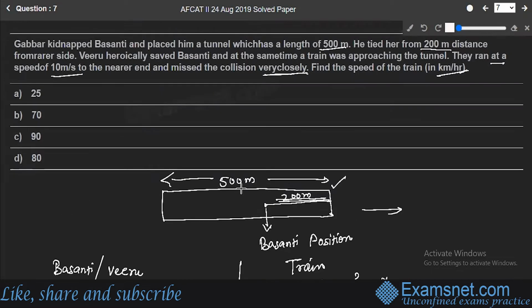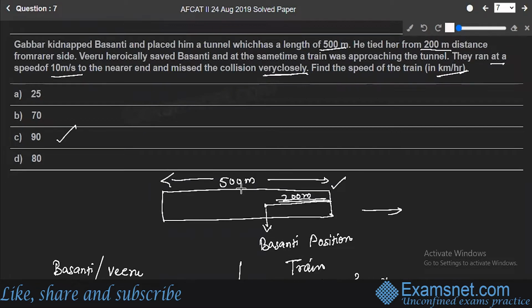So let's check out the options. Option C is the answer to the question. Hope this is clear to you. Let's move to the next question.